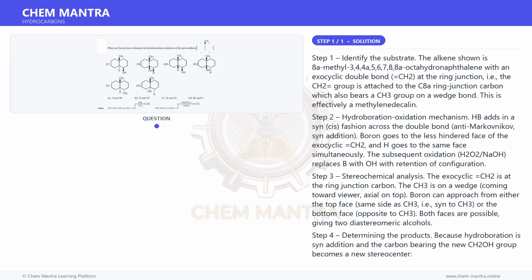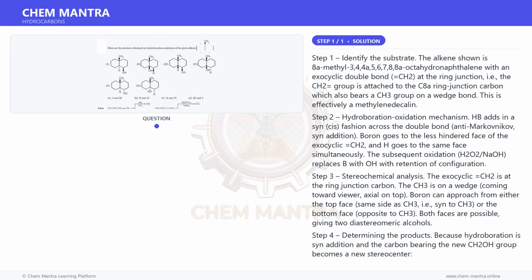Step 5. Why other options fail. Options 1, 2, 4, and 6 show incorrect stereochemical relationships at the ring junction or the hydroxyl-bearing carbon, inconsistent with syn addition from either face of this specific methylenedecalin system. The trans-decalin framework with the defined CH3 wedge restricts which faces are accessible and what the resulting stereochemistry must be, ruling out pairs A, B, and C.